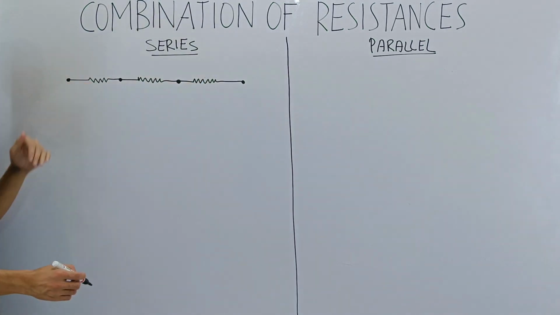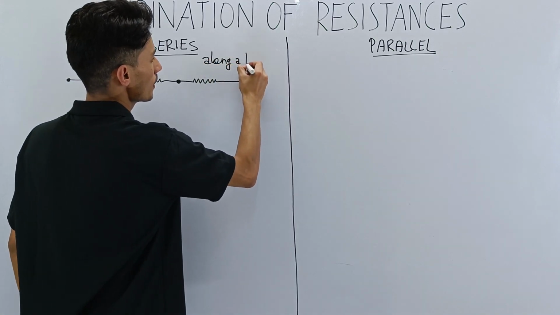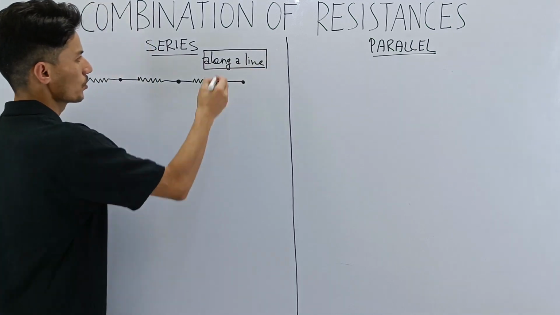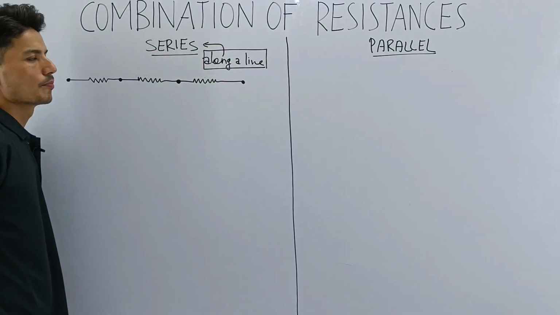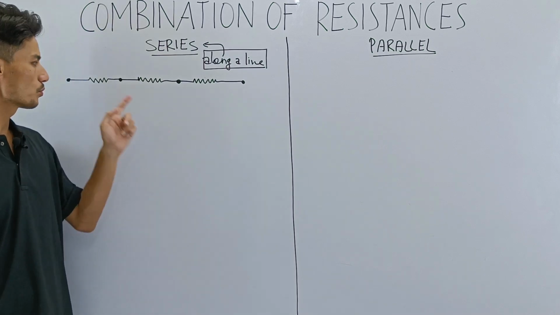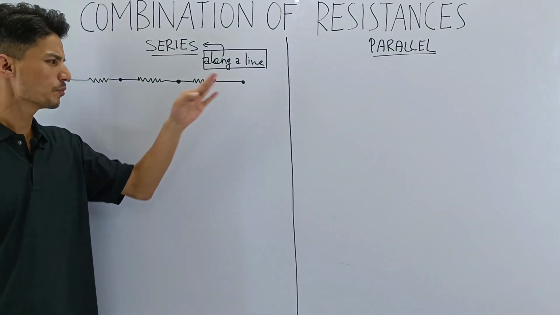So this is how resistances are combined or joined in series, along a line. Remember, along a line. Such arrangement of resistances along a line is called series combination. It's called a combination because there is more than one. We have 1, 2, 3. Three resistances are there. We can take more, but three is enough.